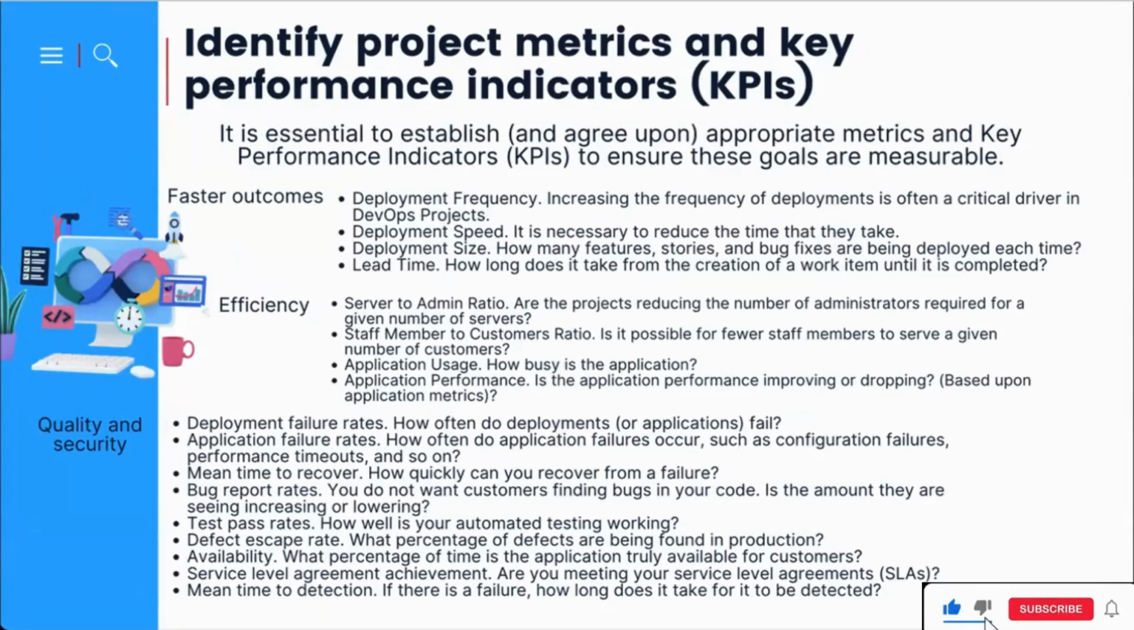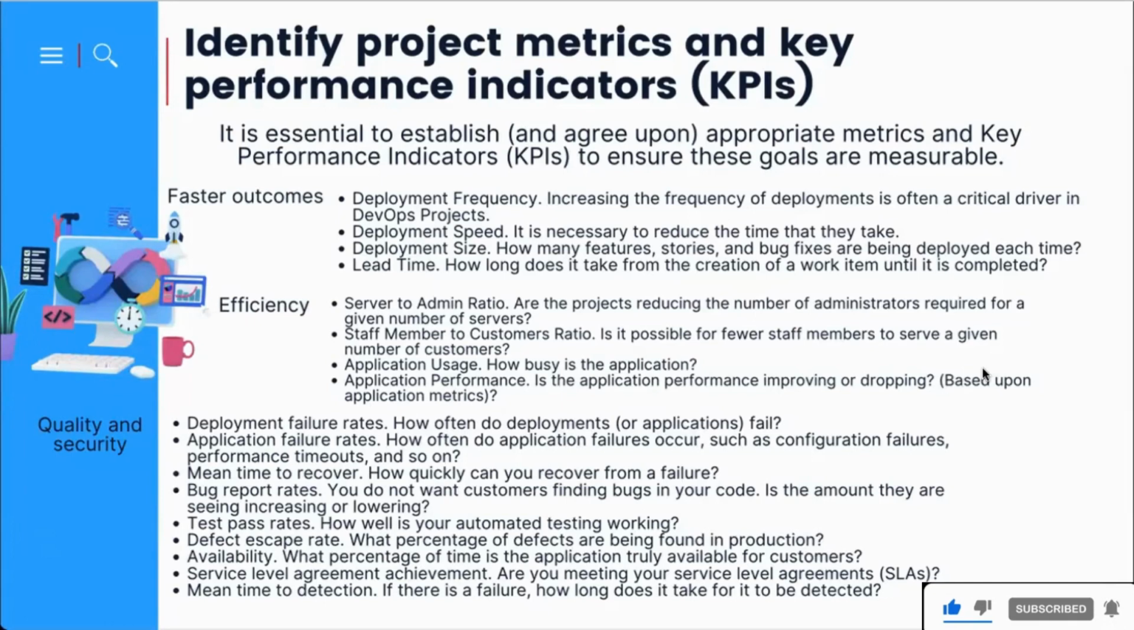So the ideal target improvement can be used to gain early wins. It is small enough to be achievable in a reasonable time frame, and has benefits that are significant enough to be evident to the organization, right? And if you talk about the KPIs, we have deployment frequency, deployment speed, deployment size, lead time. Deployment frequency means increasing the frequency of deployment, which is often a critical driver in a DevOps project. So it is necessary to reduce the time that they take.